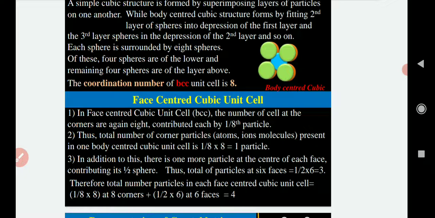The total 3 particles plus 1/8 particle at 8 corners. So you get 1/8 into 8 plus 1/2 into 6. That makes the total number of particles 4.